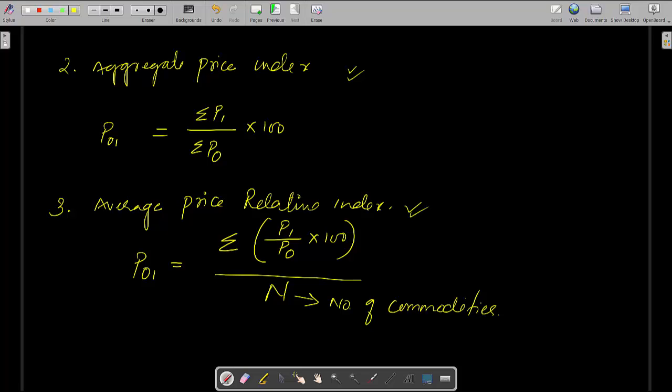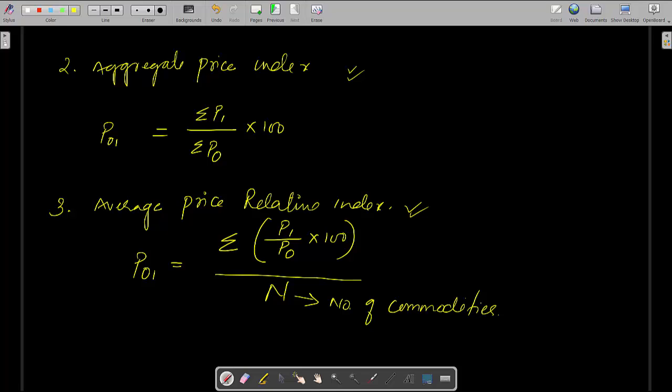Cool. Now let us learn some of the sums from the textbook. I want you to open page number 340 and let's solve some sums from here. Practical question number 1 says: from the following data calculate price index for 2014 using 2017 as base year by simple aggregate method.